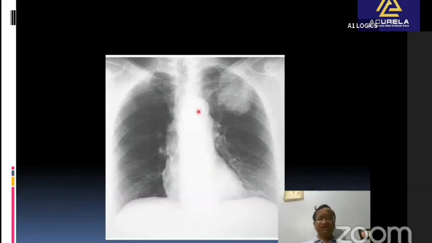Now what you can see here, this is not a very well exposed film. The trachea is not well seen, but still we can see a homogeneous round mass with relatively regular edges in the left upper zone. This we call a solitary pulmonary nodule. It may be primary, maybe secondary also.